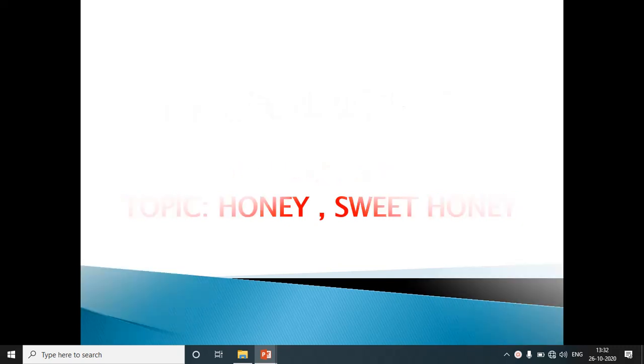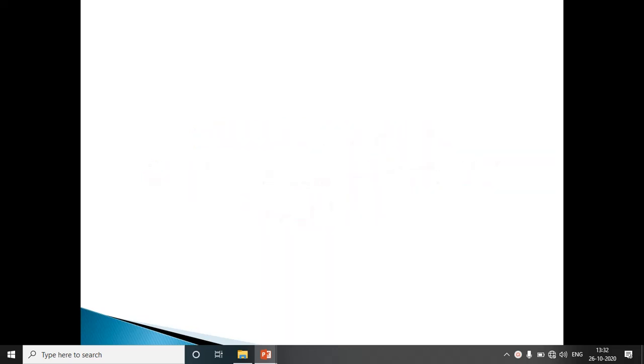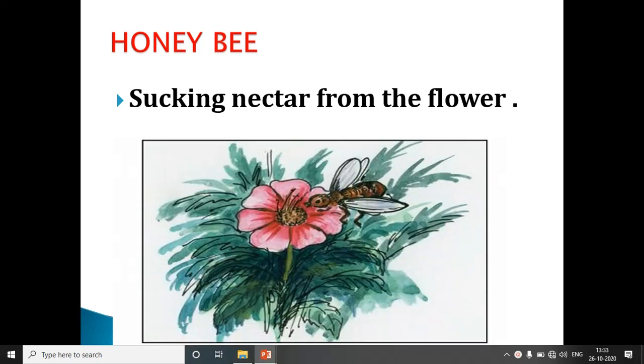Today we are going to see about the process of collecting honey and their uses. Okay, so we know that honeybees suck the nectar from the flower. In this picture, you can see honeybees sucking nectar from the flower. Now let us learn briefly how the honeybee makes honey and what the uses of honeybees are in our life.